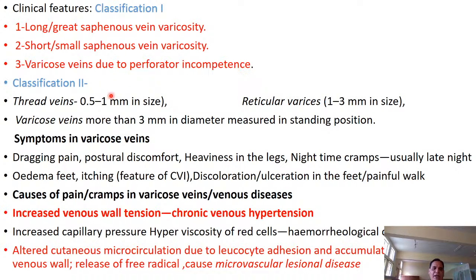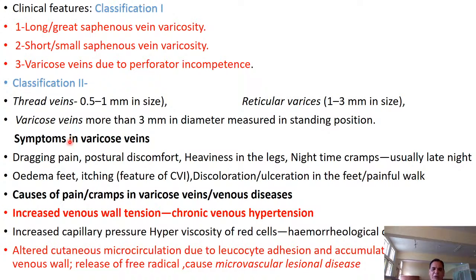Other classes are given depending on the size. Thread veins 0.5 to 1 millimeter, reticular varices 1 to 3 millimeters, and varicose veins are more than 3 millimeters. Okay, 0.5 to 1 thread veins, 1 to 3 reticular, and more than 3 it is varicosity. Why is this important? Because there are different types of treatment available for different diameters of veins. So this classification. Coming to the symptomatology.